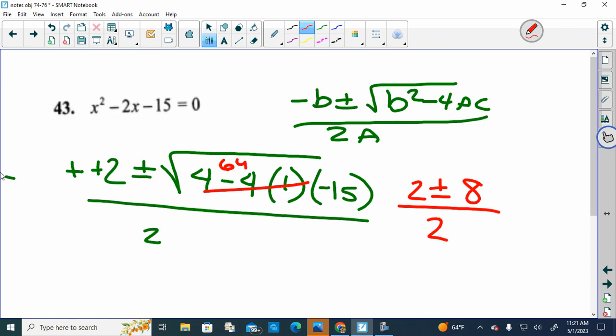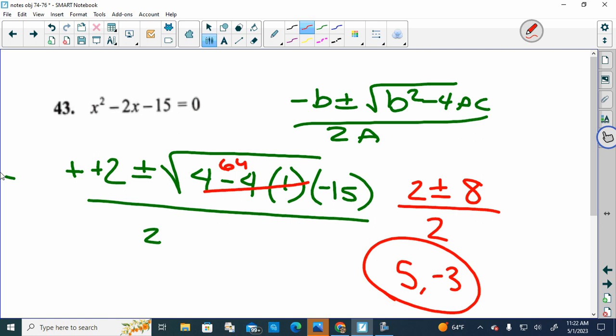Okay, the last one I wrote them out. You don't need to do that, okay? You can probably do this in your head. So 2 plus 8 is 10, divided by 2 is 5. 2 minus 8 would be a negative 6, divided by 2 would be a negative 3. Okay, did I lose anybody? Because we did a lot of it kind of in our head where it came from.